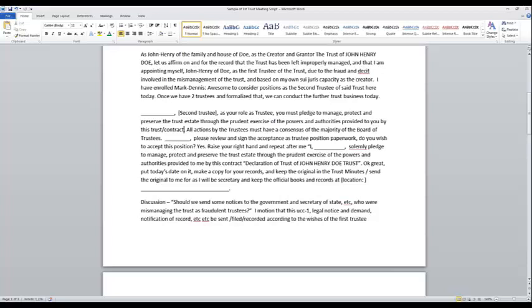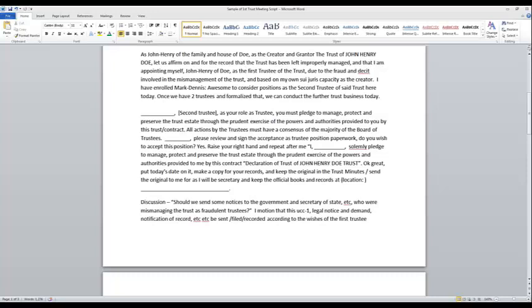I, Mark Dennis Awesome, solemnly pledge to manage, protect and preserve the trust estate through the prudent exercise of the powers and authorities provided to me by this contract, titled Declaration of Trust of John Henry Doe Trust.